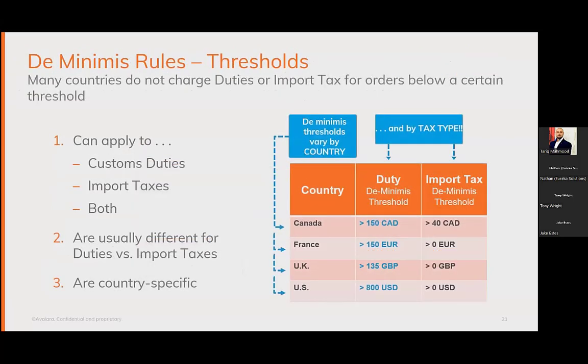There are different thresholds for customs duties and import taxes. If I focus on the duty thresholds, particularly for the US, you can see at the bottom of the screen there, the threshold is $800 per order or consignment value. This is great for US consumers because they know when buying from international sellers, any order below $800 is tax-free or duty-free, shall I say.